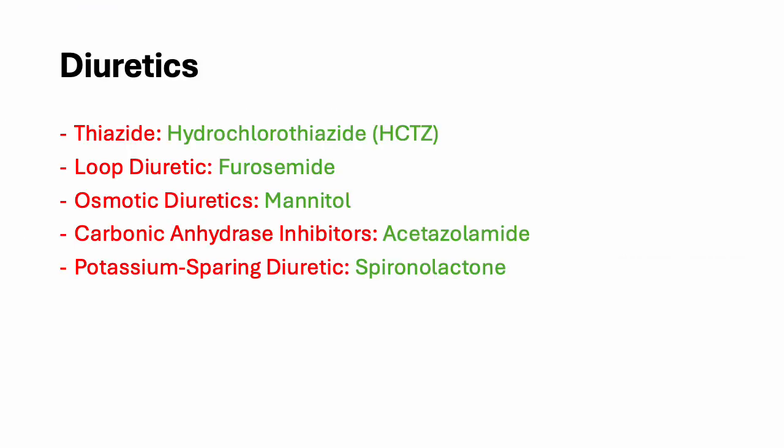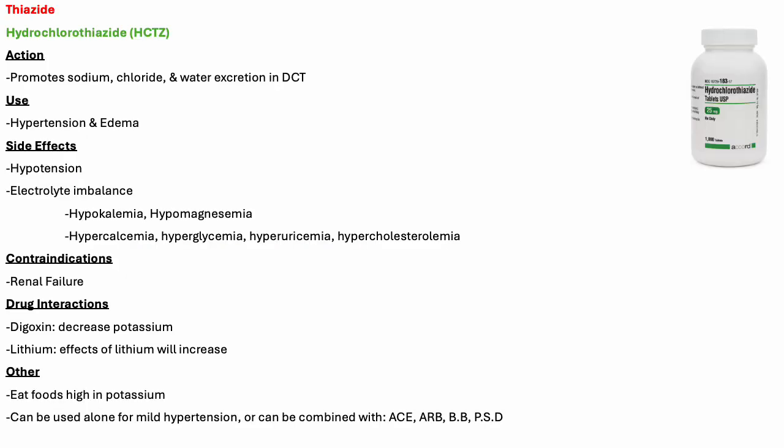Alright, and here are diuretics. So the first one that we have is a thiazide, and the drug exemplar is hydrochlorothiazide, also known as HCTZ for an abbreviation. The action is that it promotes sodium, chloride, and water excretion in the distal convoluted tubule. The use is mainly for hypertension and edema.